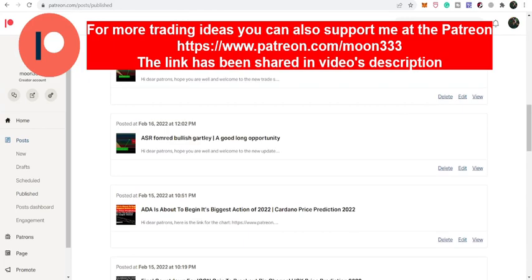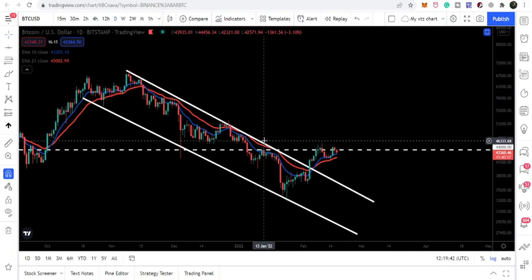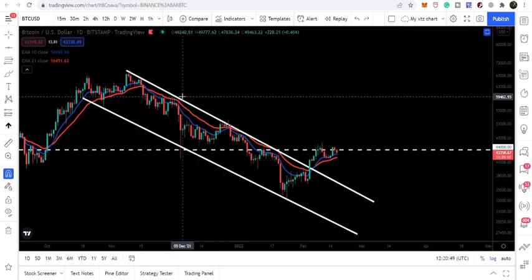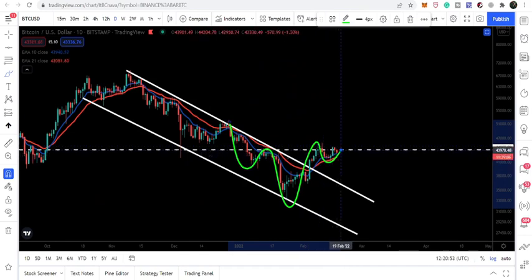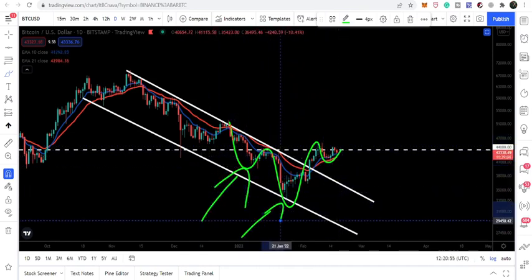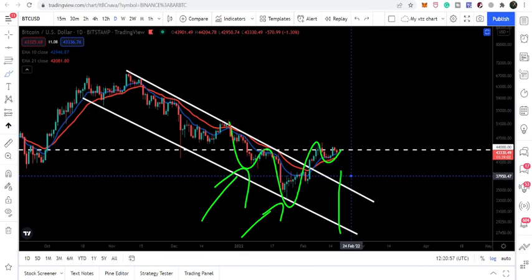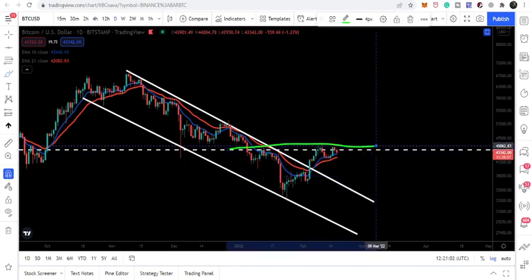So let's start the analysis. First of all, let me show you this daily time frame. In my last video, we were watching that there is an inverse head and shoulder pattern formation on this daily time frame. Here we have the left shoulder, here we have the head, and this is the right shoulder of this pattern. And here we have the neckline at $44,000.